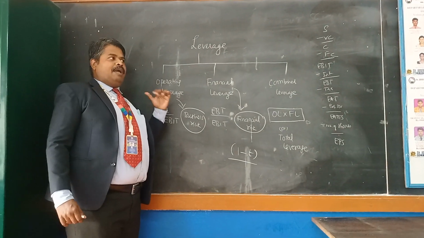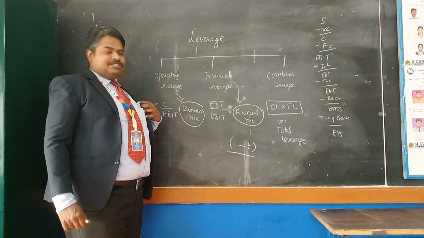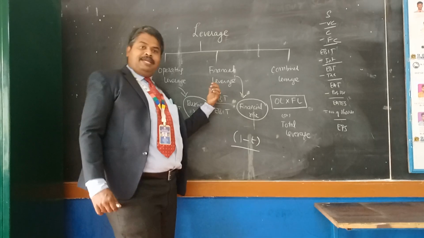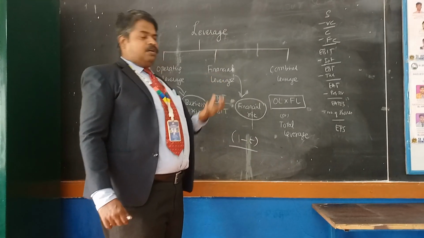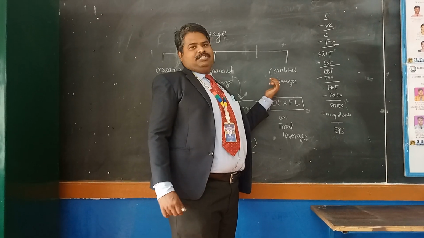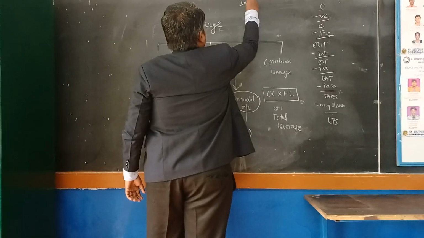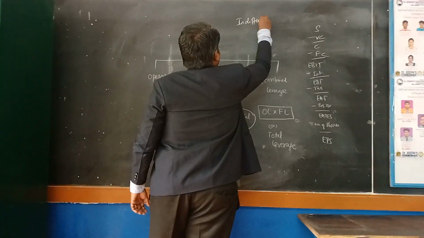So let me tell you, if I want to measure my business risk, I should depend on my operating leverage. If I want to measure my financial risk, I have to depend on my financial leverage. If I want to see my total risk, I should depend on my total leverage or combined leverage. Okay. Now there is a concept called indifference point. So this is related to this leverage.